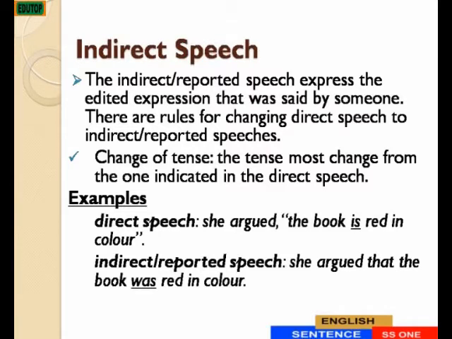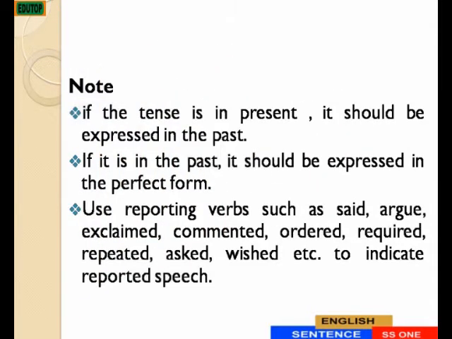Examples: she argued, the book is red in color. Now we have underlined is. In the indirect speech, we are going to have she argued that the book was red in color. Is has been changed to was under direct or reported speech. We should note that if the tense is in the present, it should be expressed in the past. If the tense is in the past, it should be expressed in the perfect form.